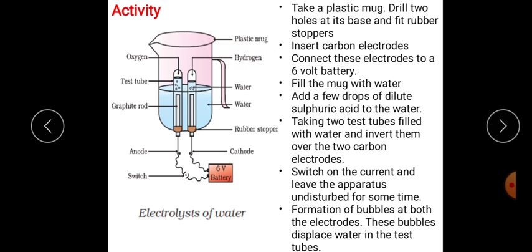Here it is written that hydrogen gas will be liberated in one tube, and oxygen gas in the other tube. The question now is, what is the proportion of hydrogen gas and of oxygen gas? We know that the formula of water is H2O, so the percentage of hydrogen gas will be more than oxygen. If the oxygen is 50%, then hydrogen will be 100%, that is, double the oxygen.